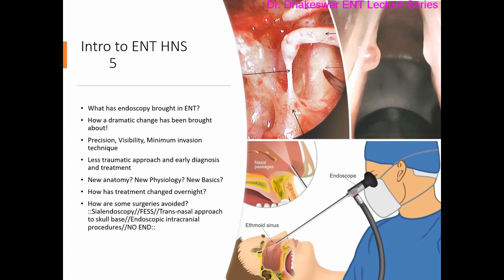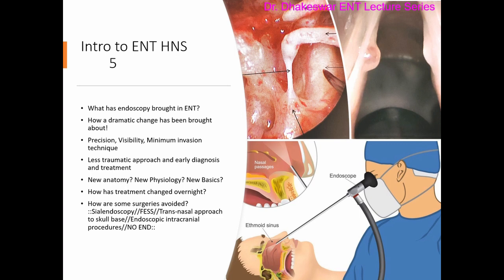And we have new anatomy, new physiology, and new basics. Earlier we used to think that the anatomy and the physiology were already established. No, they are still evolving, and the further you go and the better you do with the endoscope, naturally everything changes. And overnight, treatments have changed. So now we have different approaches without any surgeries. We are trying to avoid big surgeries, like sialendoscopy.